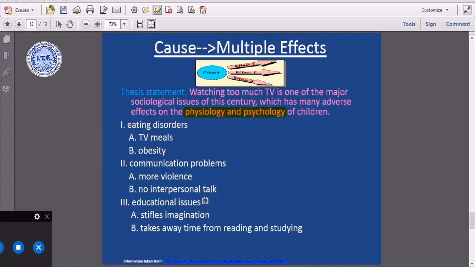Educational issue, stifles imagination. Like children, they begin, they imagine a lot. They take away time from reading and studying. So children who watch a lot of TV, they don't do a lot of reading and they don't have enough time for their studying. So that's the four effects of watching too much TV.